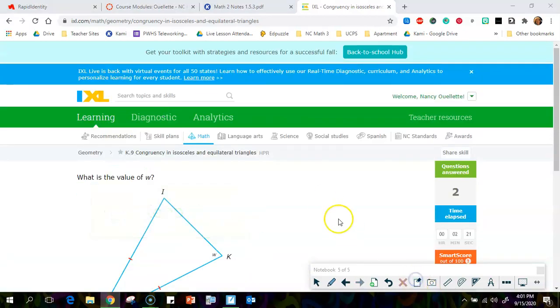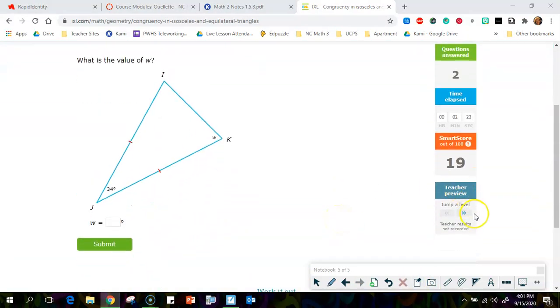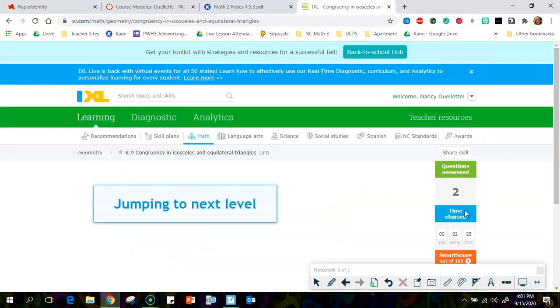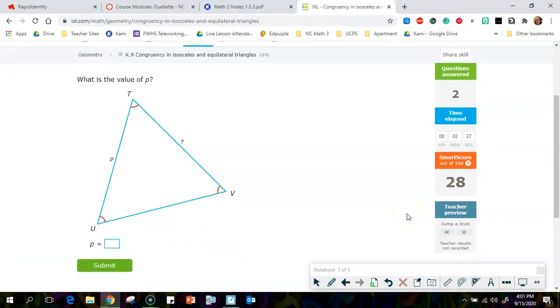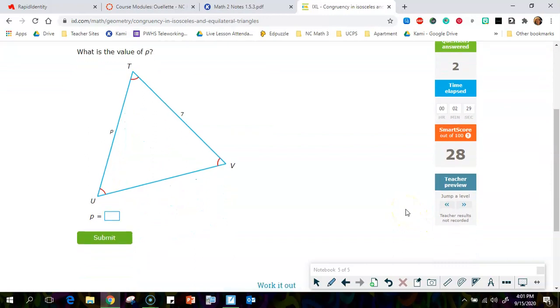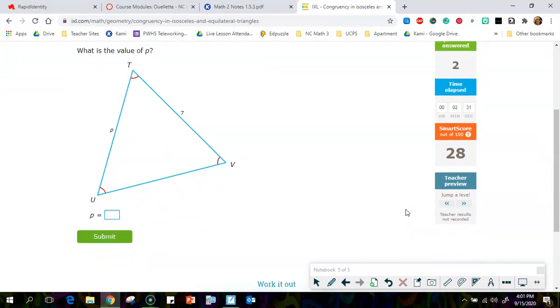Let's see if we can jump a level. Let's see where we get to on our score. Okay, we'll go with this one. This is an equilateral triangle. You can see that all three of the angles are marked the same, so they're all congruent to each other, which means all the sides are also congruent to each other. So P would be congruent to the side that's 7, so it would be 7 also.